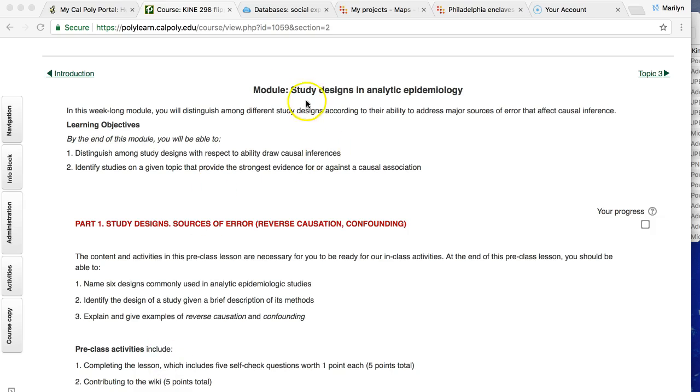I've described that in the PolyLearn page for this module, where I write, in this week-long module, you'll distinguish among study designs according to their ability to address major sources of error that affect causal inference. At the end of this module, you will be able to, these are the higher order thinking objectives they're working towards, distinguish among study designs with respect to ability to draw causal inferences, and then identify studies on a given topic that provide strong evidence for causation.